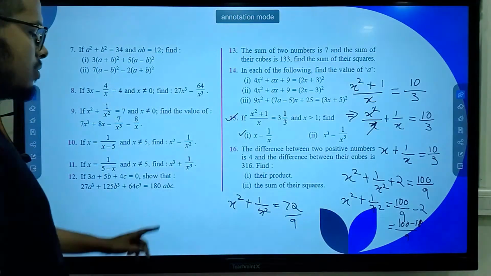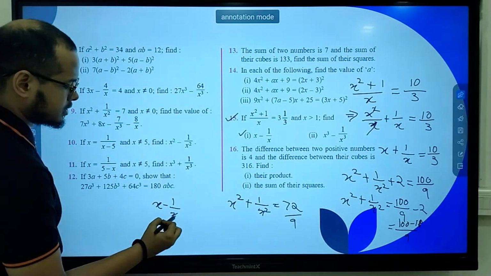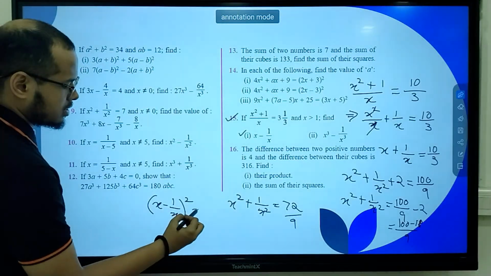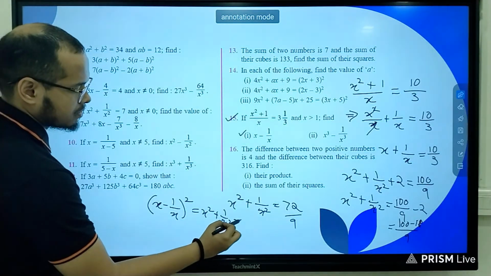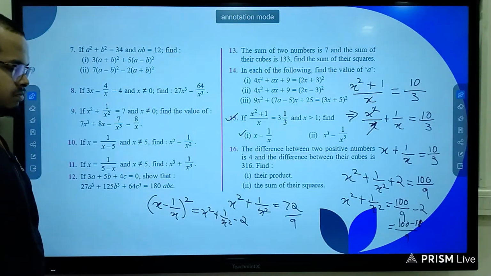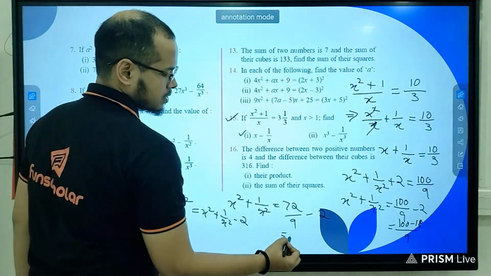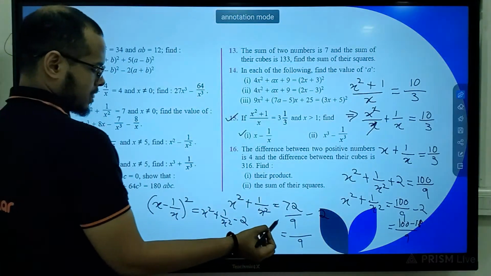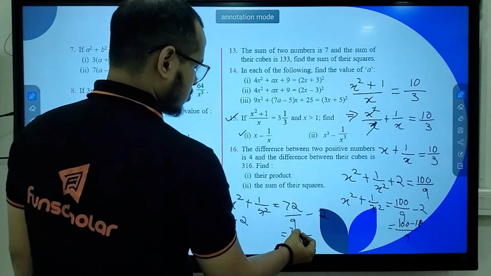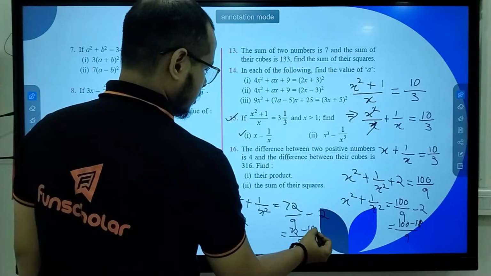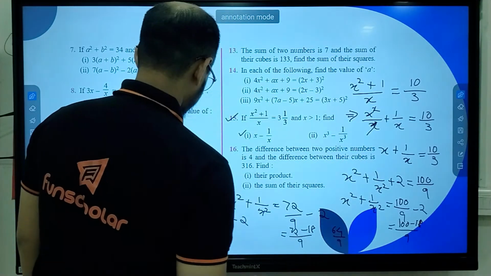Okay, now we are going to utilize this value. So (x - 1/x)² will give us x² + 1/x² - 2. That's it. Put the value here and subtract 2. So 9... this is 72 minus 18. That is 64 by 9.